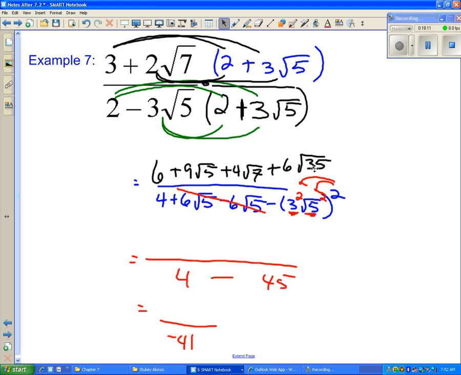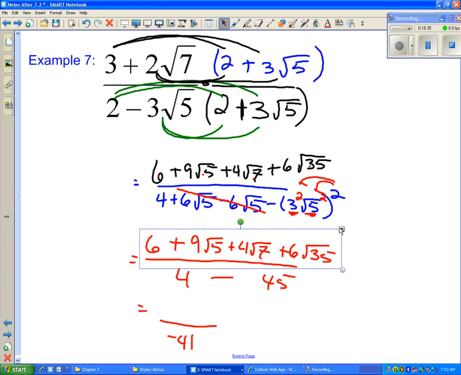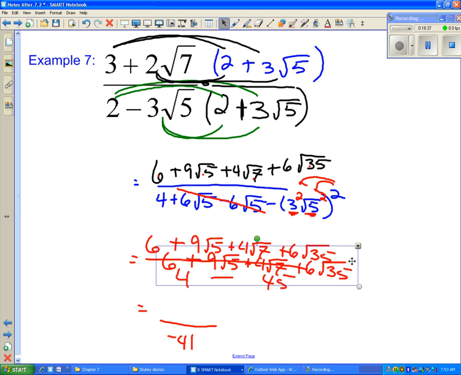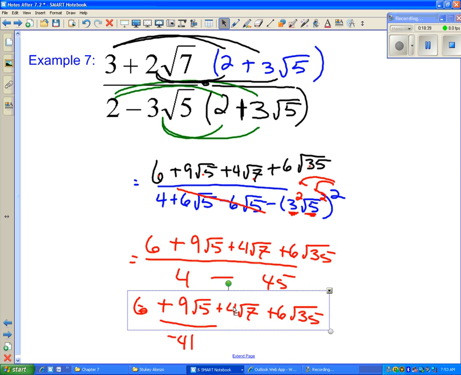Combine like terms. Well, let's see. I have a 6. I have a square root 5. I have a square root 7 and a square root 35. None of those are alike. So this is going to be identical: 6 plus 9 square root 5 plus 4 square root 7 plus 6 square root 35. And again, in my final answer, that can't change either. So I'm just going to put that down here.